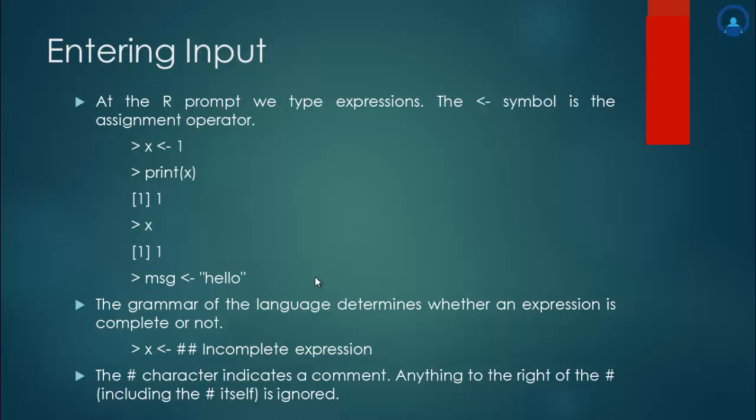Now, R also has a grammar associated with it, which follows certain semantics and syntax. Here, for example, when you assign a double hash to x, it will give you an incomplete expression. The hash character indicates a comment. Anything to the right of the hash, including the hash itself, will be ignored, which is a comment. As in the programming world, a comment is used to describe what exactly the line of code does. Here, the assignment operator after x is followed by a hash, which means nothing is assigned to x and it will give you an incomplete expression.